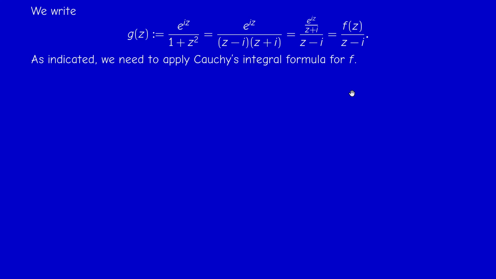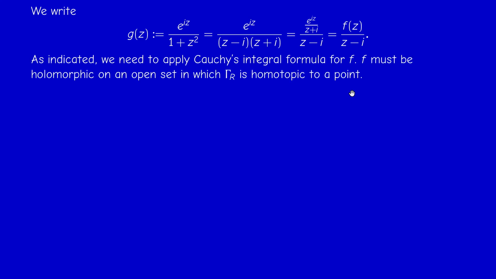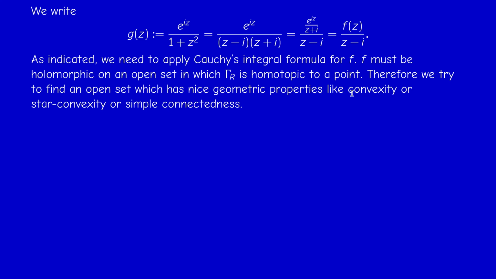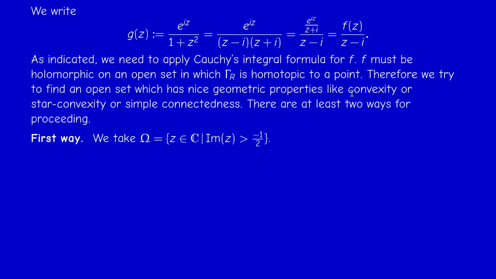In order to apply Cauchy's integral formula, f must be holomorphic on an open set in which the loop is homotopic to a point. So we usually have two options here, but two equivalent options. I will present them both. So first way, we find a domain, usually, so it's better if it's convex or star convex or simply connected.